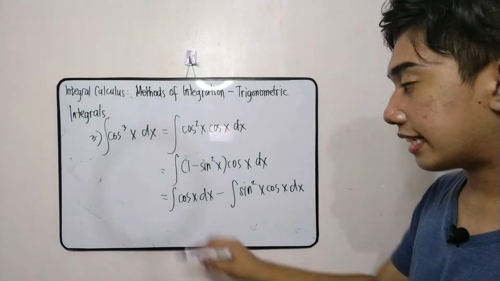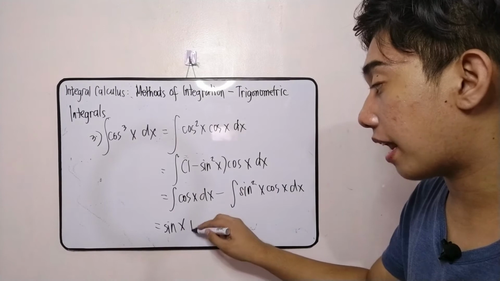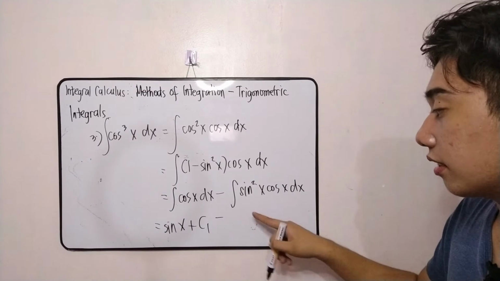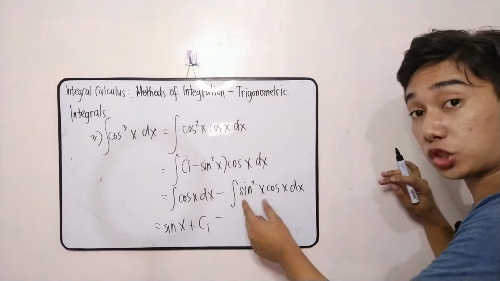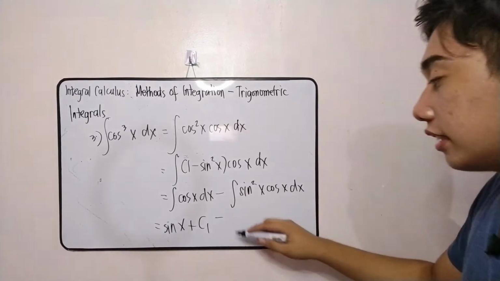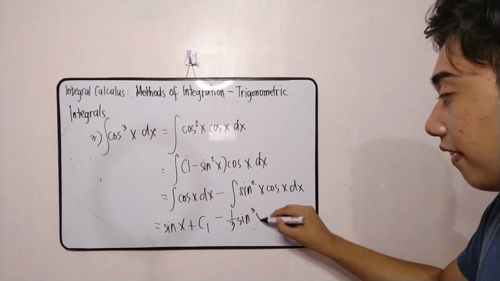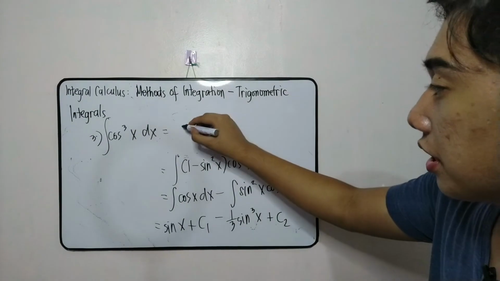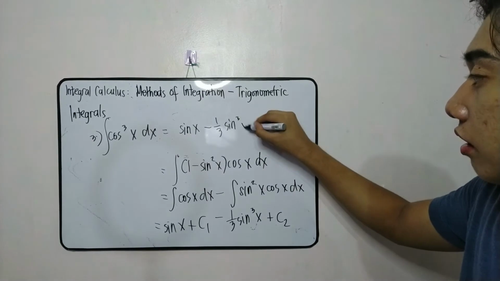And for this case, the integration of this one is sine x plus c sub 1. And the integration of this one, if we let u as our sine x, our du is cosine x dx. So, this becomes u squared du, and if we take its integral, this becomes 1/3 sine cubed x plus c sub 2. And if we rearrange, this becomes sine x minus 1/3 sine cubed x plus c.